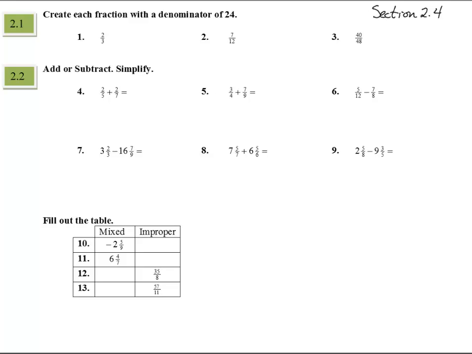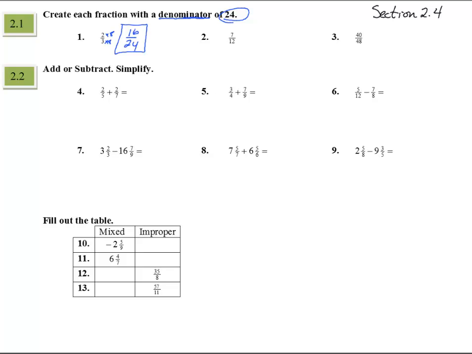Here we are in section 2.4 with the answers 1 through 13. Number 1, create each fraction with a denominator of 24. So we're just renaming these so it has a 24 on the bottom right here. Well, what would we have to do? We'd have to times that by 8. So we times that by 8 and we get 16 over 24. Good. Same thing as 2/3.